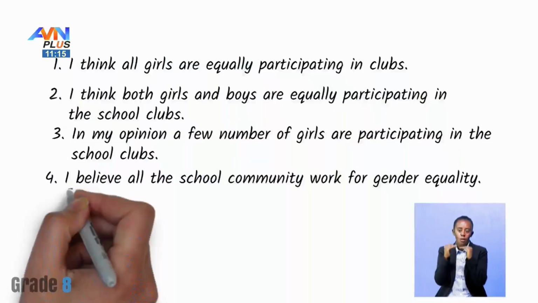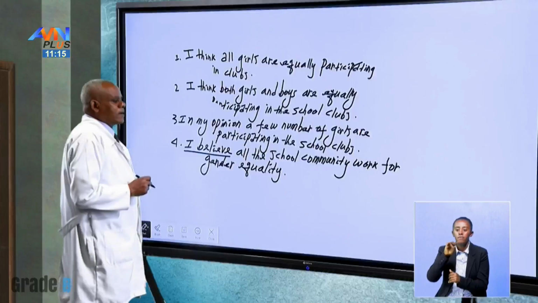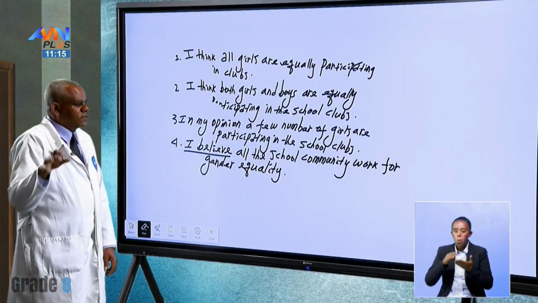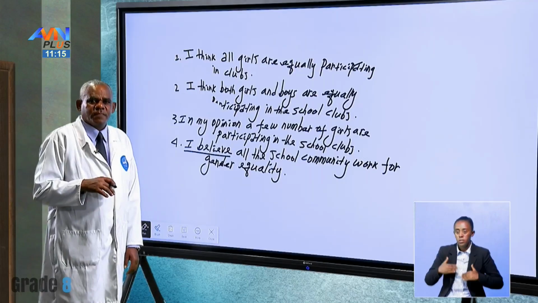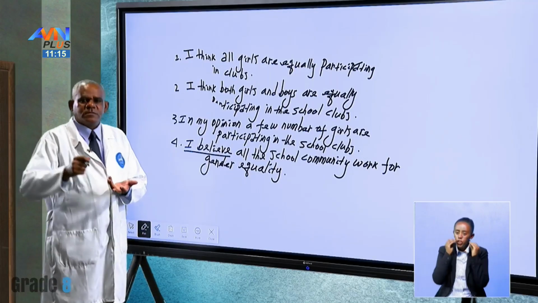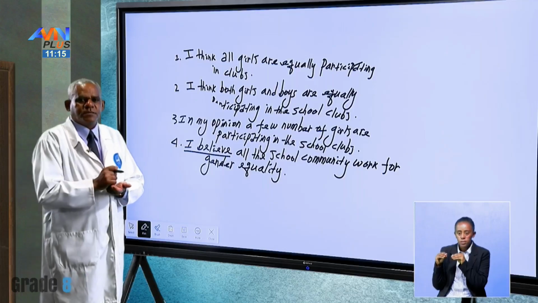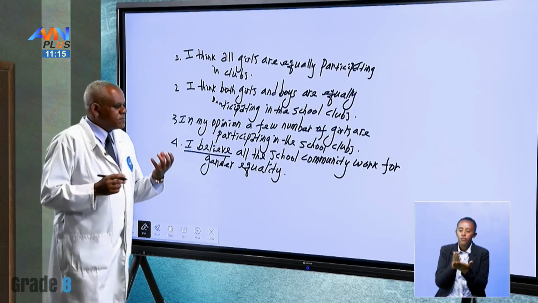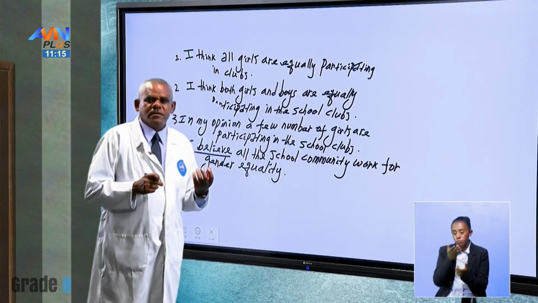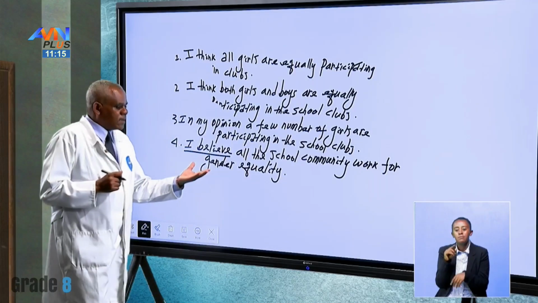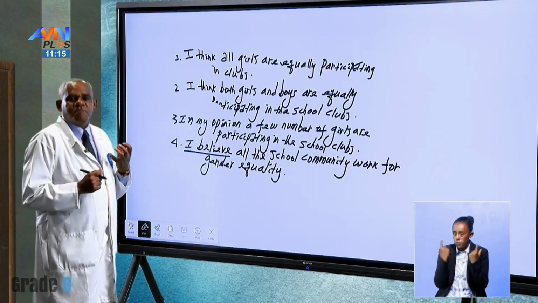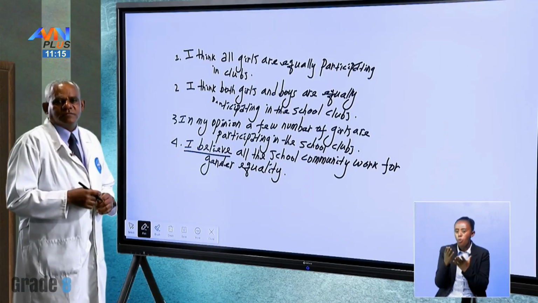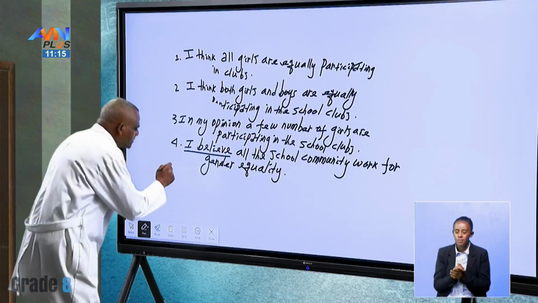Look now, I believe all the school community refers to all stakeholders there, right? Yeah. Teachers, the students, the principals, parents have to involve themselves in order to make gender equality equally, you see, implemented in the school club so as to promote what? The gender equality. Very nice.